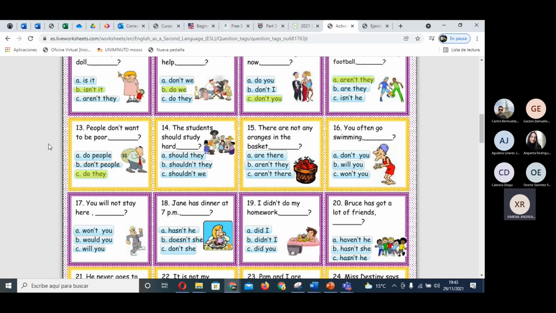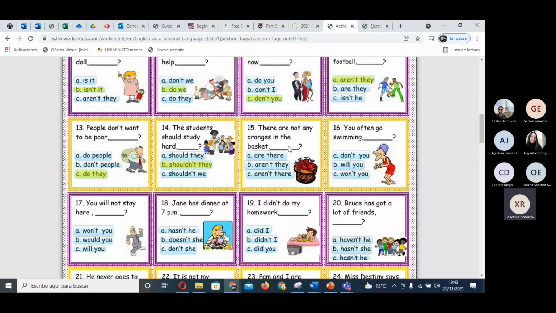After Diego, Otto, would you help us, Otto, please, with the number 14? Yes, sure. 14, the students should study hard, shouldn't they? Excellent. So this is a modal verb, affirmative, then it would become a negative one, which is shouldn't. And then we replace, nuevamente no usamos the students, ese sustantivo, sino el sujeto inmediatamente. Shouldn't they? Pretty good. Thank you, Otto.